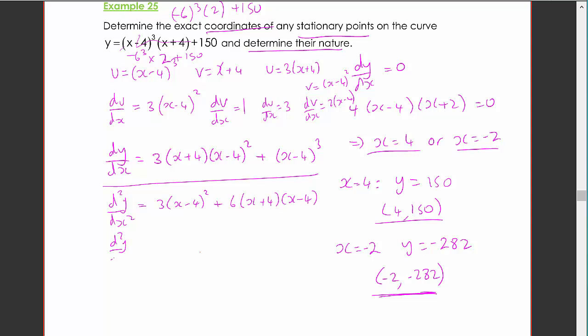Now d2y dx squared, given that x is equal to 4, well, that's going to be 0, and that's going to give us a problem. So we're going to return to that one in a minute.